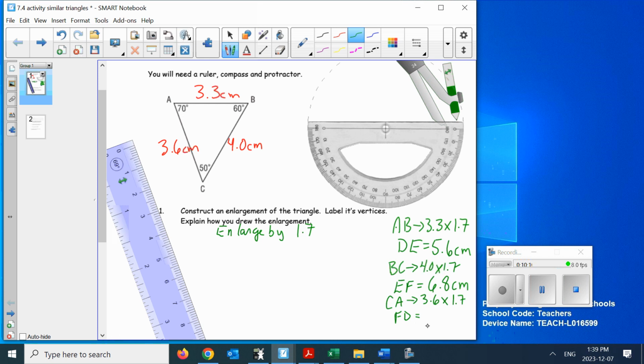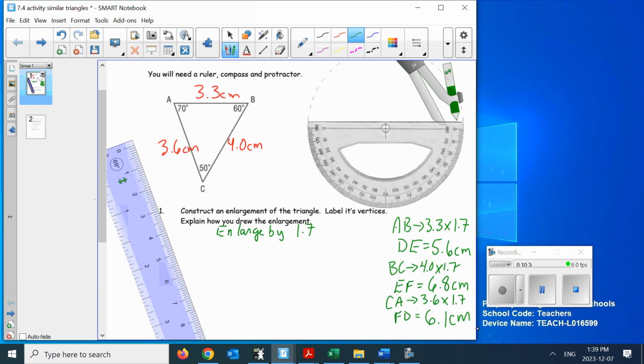I can't do this in my head. You guys got the power to love it. So we'll go 6.1. Those are the lengths of the new size. And I'm going to make it a green triangle.